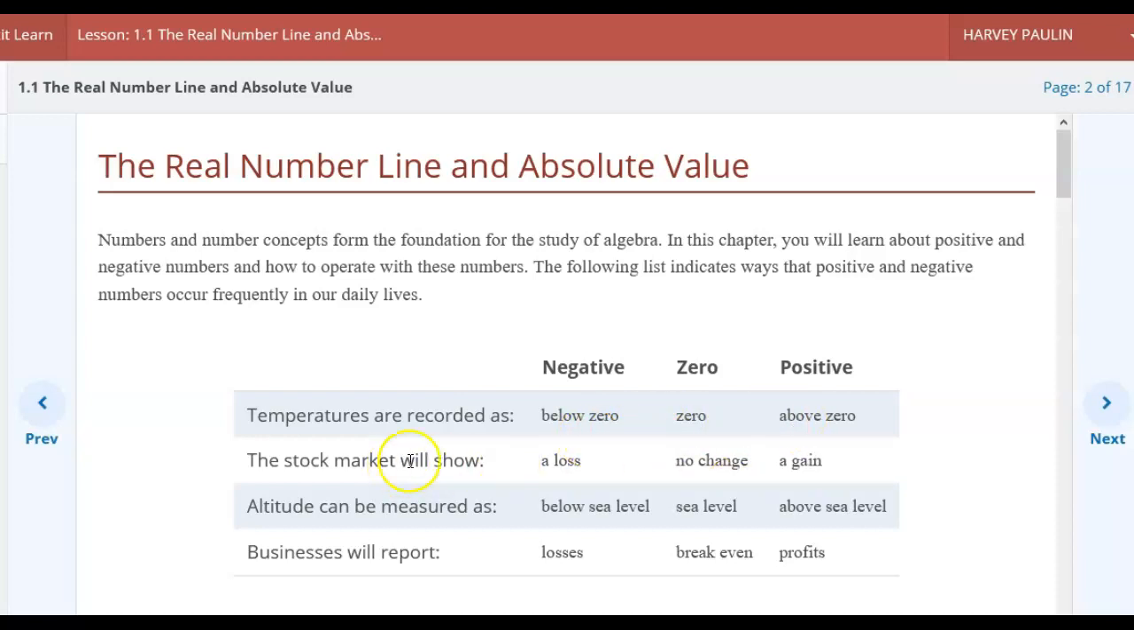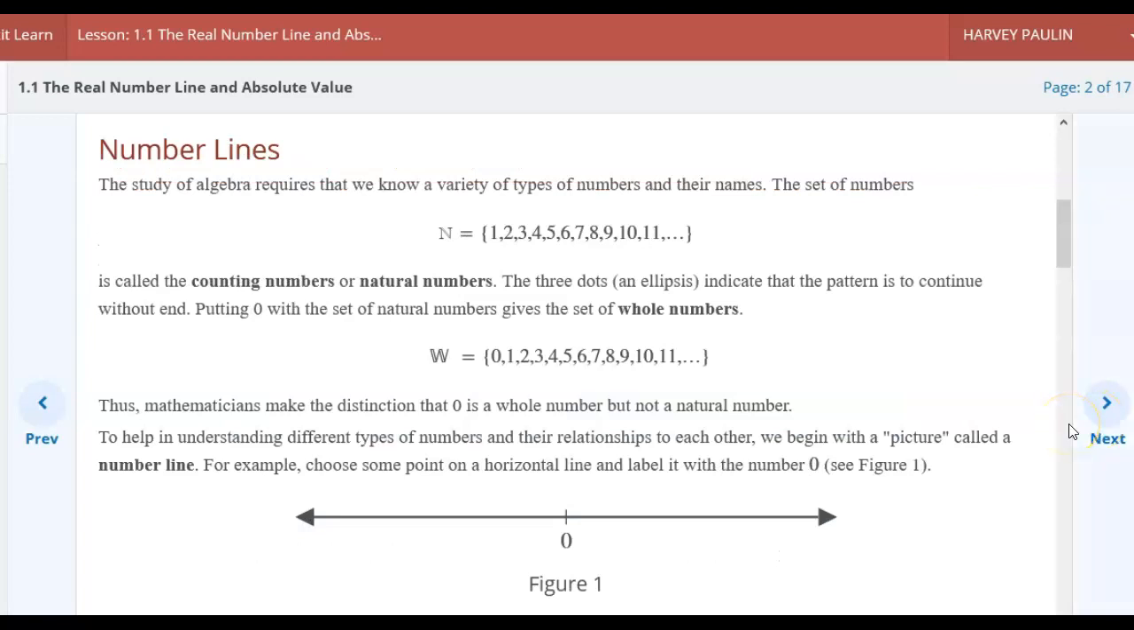We think of the stock market, that there was no change for that day, or the stock market gained, that would be positive, or there was a loss, that would be negative. We talk about altitude, sea level being zero, and then above sea level being positive values, below sea level negative values. And then often businesses will report break even, profit, that would be positive, or losses would be negative. Now, this is some background. You might or might not have taken notes on this, but here you definitely want to start to take notes.